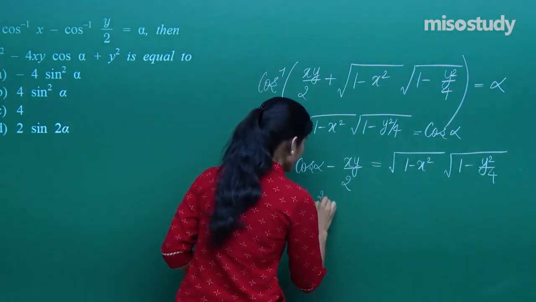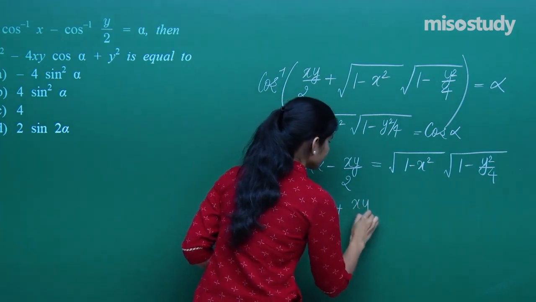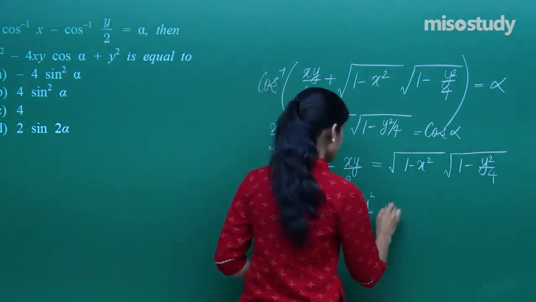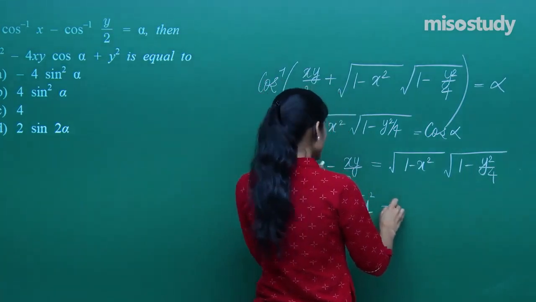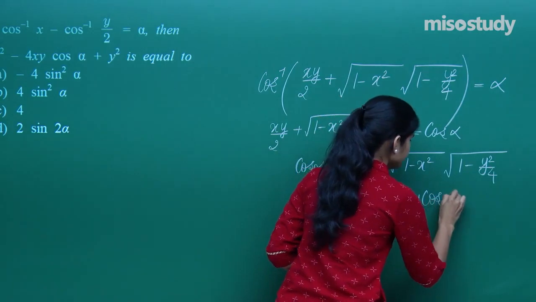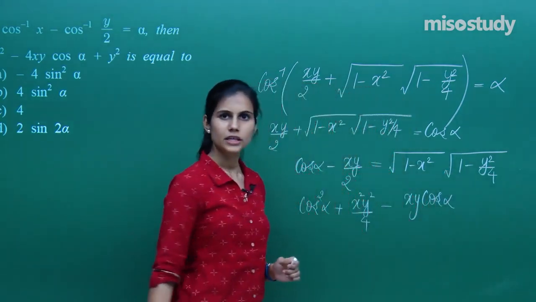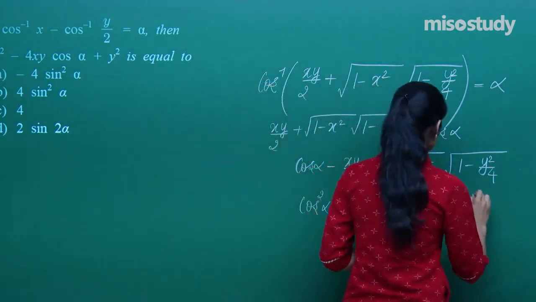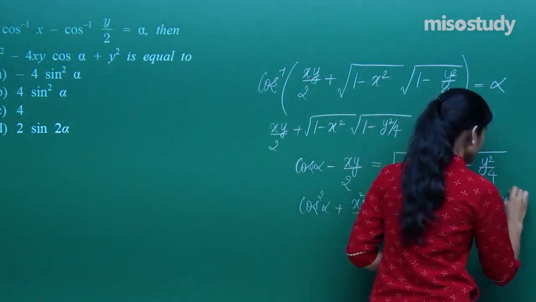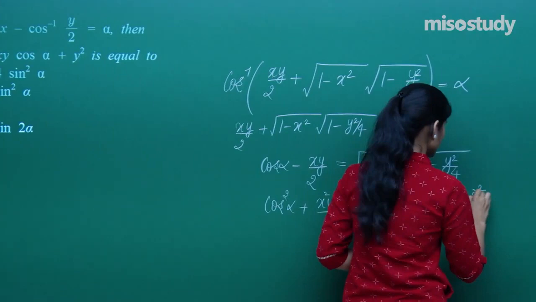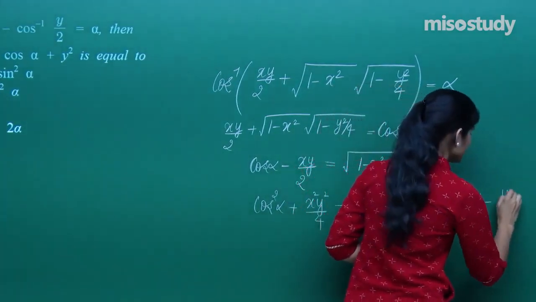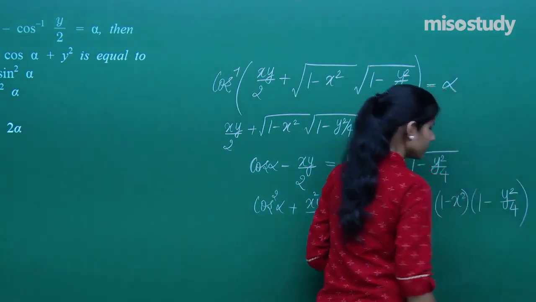You get cos square alpha plus xy by 2 whole square minus 2 into xy by 2 into cos alpha. So it is xy cos alpha. Fine. This is equal to square of this into square of this. That means 1 minus x square into 1 minus y square by 4.